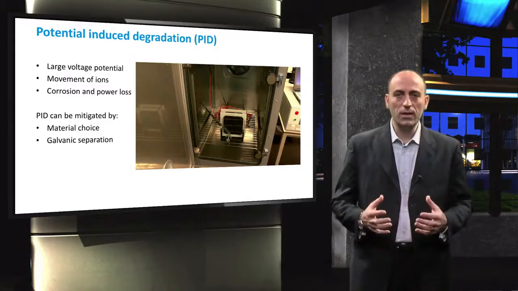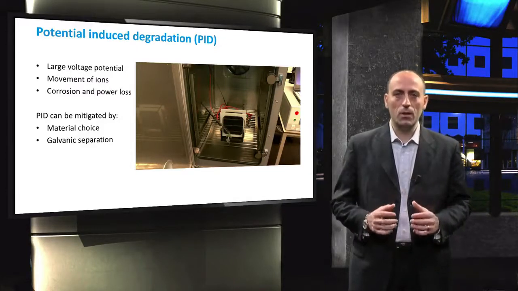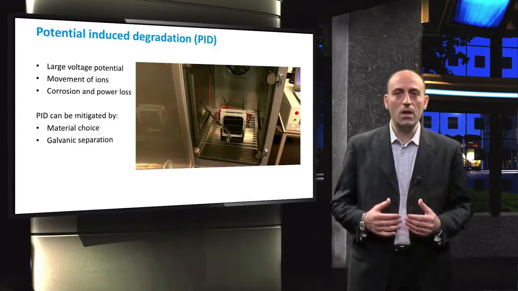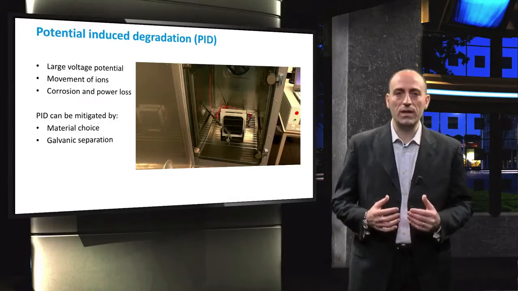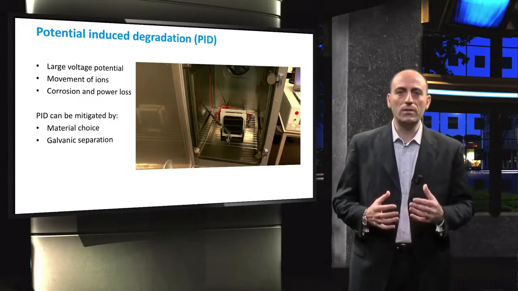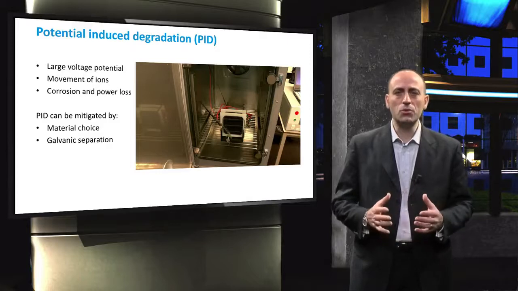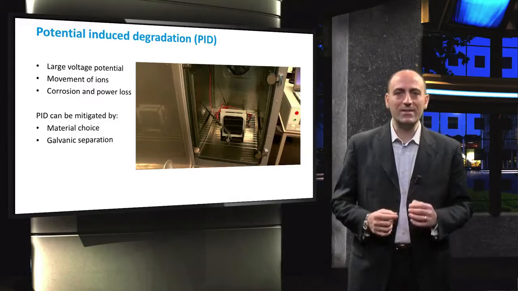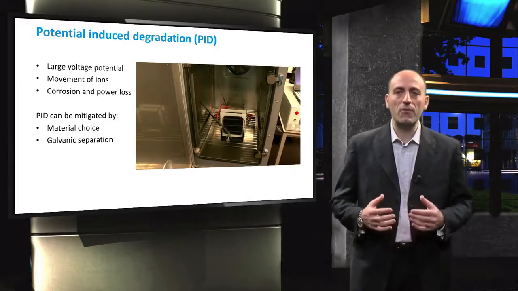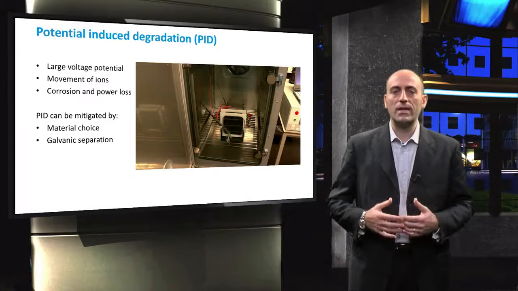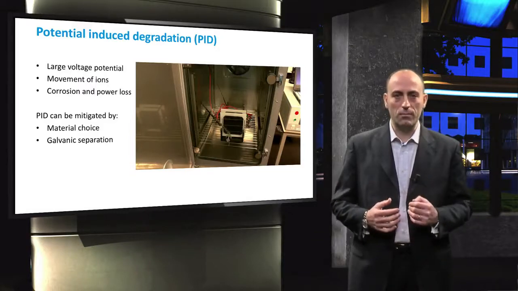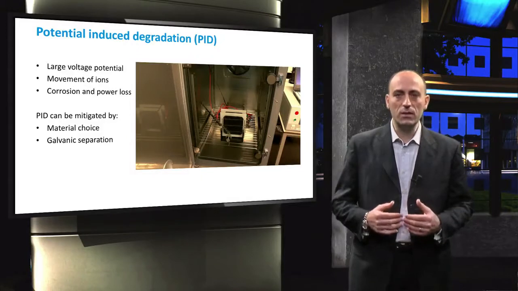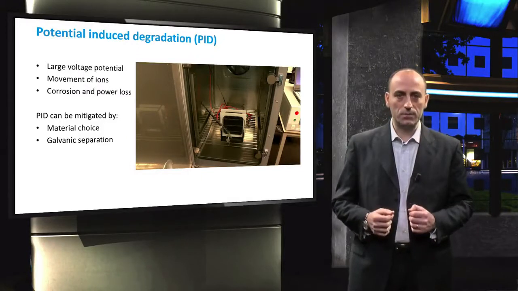Resilience against PID can be tested in a climate chamber. The minimum criteria for testing are a temperature of 60 degrees centigrade, relative humidity of 85%, and a voltage equal to the rated system voltage. This is usually in the order of 1,000 volts. The minimum testing time is 96 hours. However, many manufacturers test their modules at a higher temperature and for longer times. If the power loss of the module is less than 5% after the test, the module passes the PID test.